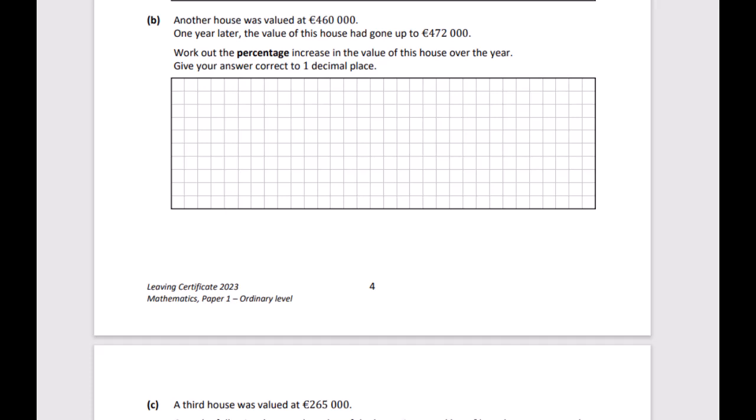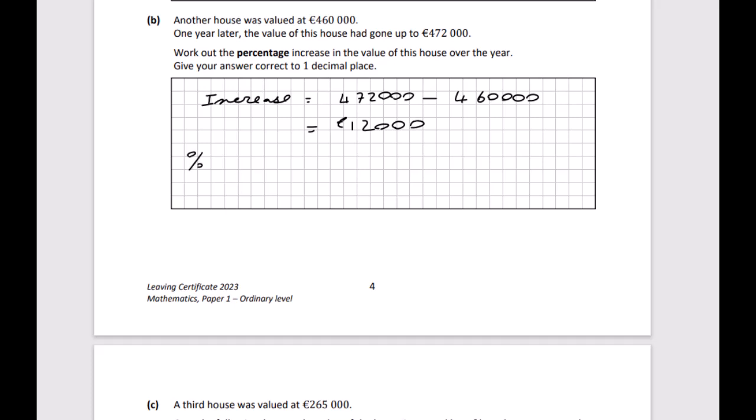Okay, so the first thing we need to do here is find the increase. The increase in value is going to be equal to the higher value, 472,000, subtract the original value, 460,000, and that will give you 12,000 euros. So it went up by 12,000 euros.